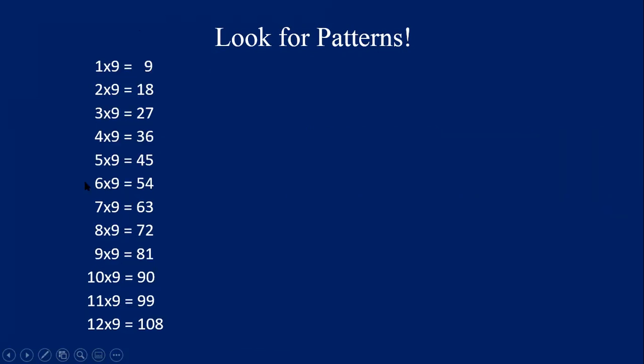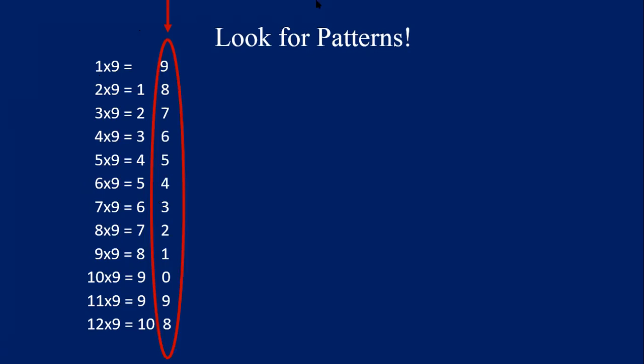There are even more patterns with the number 9. If you write out the equations in order like this, 1 through 12 multiplied by 9, we can see another fun pattern. And that is in the answers again. The answers in the ones place are counting down: 9, 8, 7, 6, 5, 4, 3, 2, 1, 0. Then they start over: 9, 8, and we could continue 7, 6.